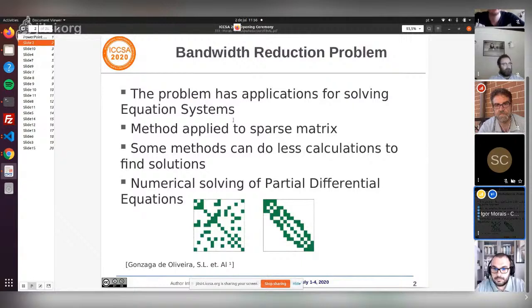The problem has applications for solving linear equation systems, a method applied to sparse, square, and symmetric matrices. Some methods can reduce the number of iterations needed for convergence, as used to solve partial differential equation systems, which can be approximated by linear equation systems. The bandwidth of a matrix is the maximum distance between elements and its diagonal.